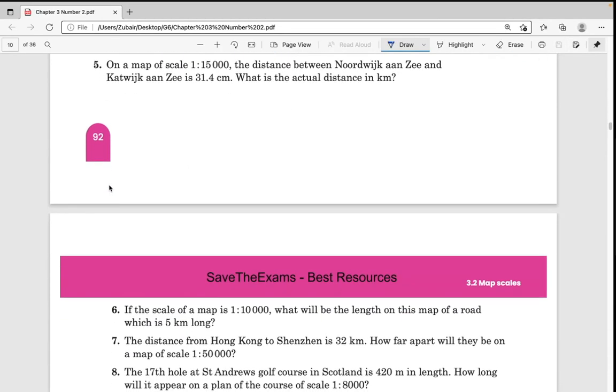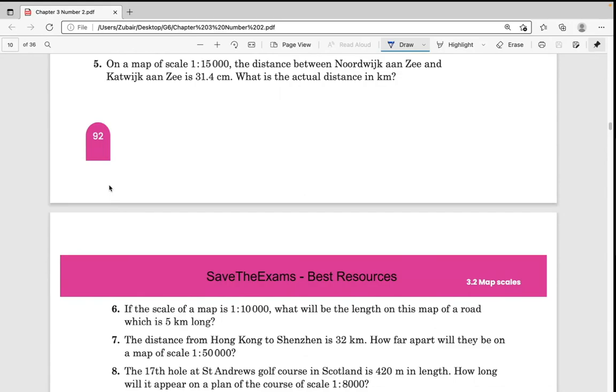Number 5. This exercise is all on length. Next would be on area.